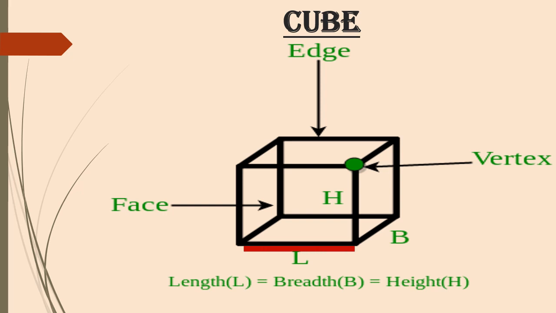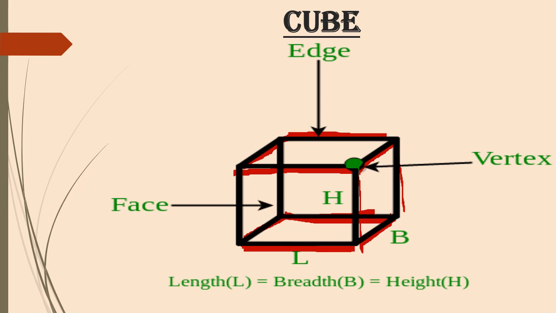length. What is this? Length. This is length. This is also length. This is also length, and this is also length. So this is length. This is breadth, breadth, breadth, and breadth. And this is height, height, height, height. So this figure is having three things: length, breadth, and height.